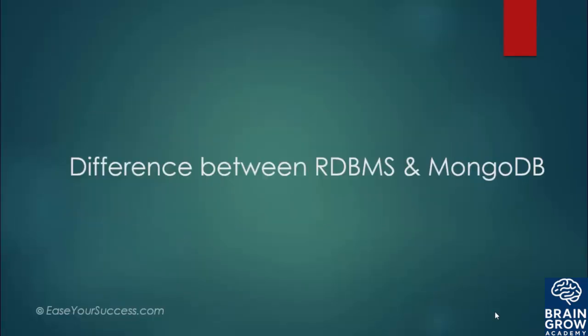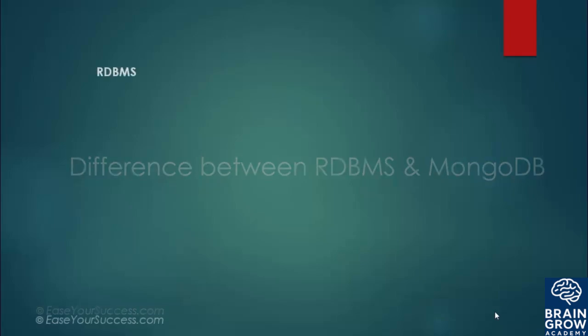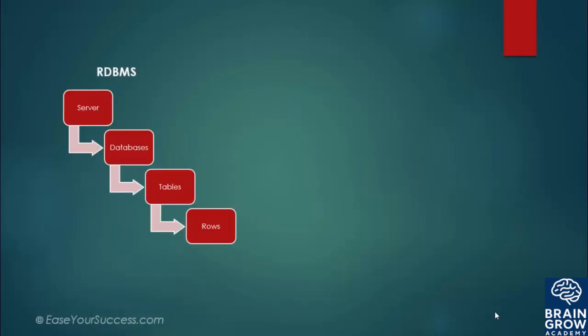Now that we have a basic overview of NoSQL databases and MongoDB, we are good to look at the difference between RDBMS and MongoDB. We can understand from this picture that RDBMS will have a database server, and on the database server we will have our databases running, and in databases we will have our tables, and tables will contain rows, and every table in a relational database management system will have a fixed schema.